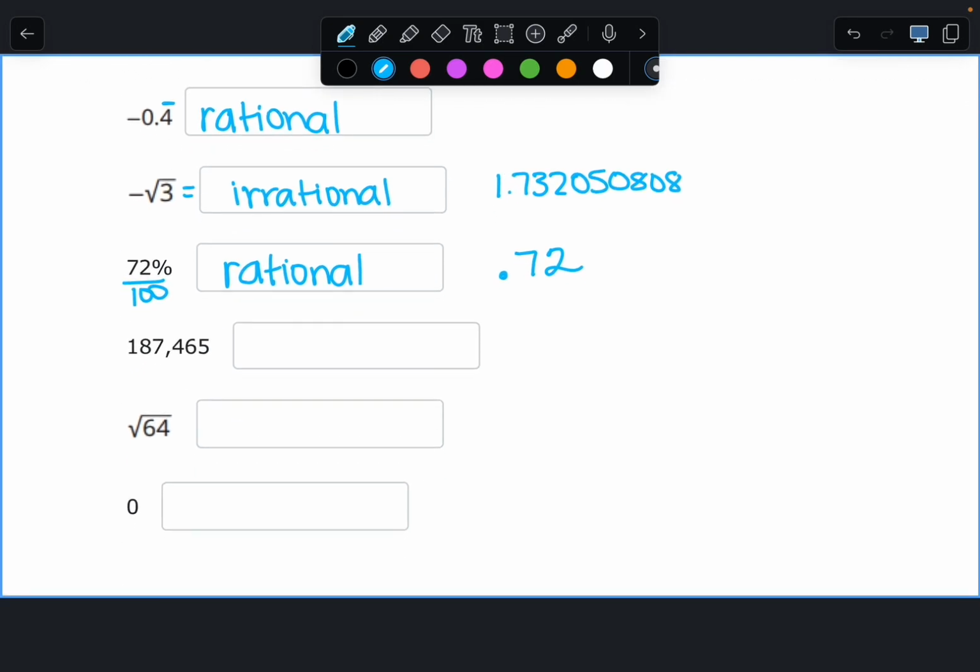187,465. This is just a what? And it's also positive. So this would be what? It's a positive whole number. There's no decimals. What? Natural.